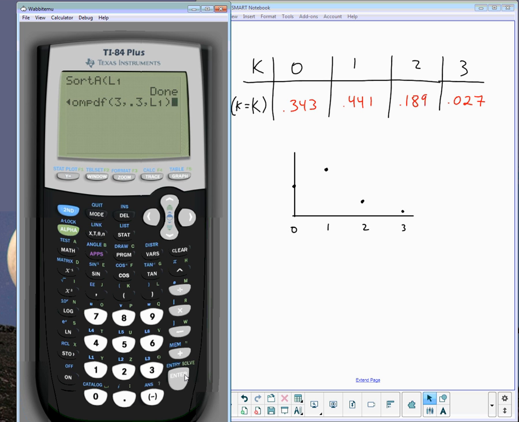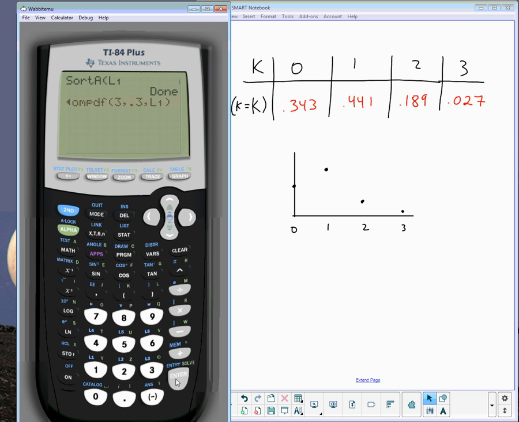Okay, and then go back and replace the 3 with L1. Where is it? Second, second 1. Thank you. Yeah, and now hit enter. And you'll see, did everyone get to here? Is anybody having troubles?